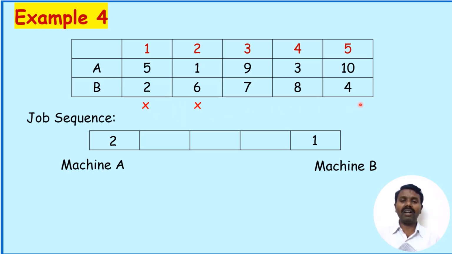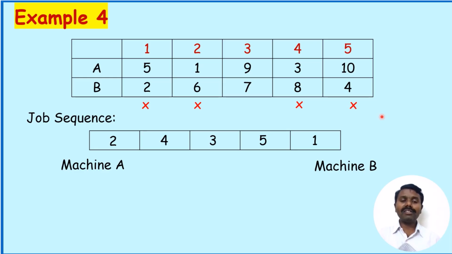Among these 3 orders, the smallest value is 3, and this 3 belongs to machine A, and we need to keep it first. Then 4 will be coming here. Then the next smallest value among these 2 orders is 4, that belongs to machine B, that we need to keep at last. Then the leftover order is only 3, that we will keep in the middle.